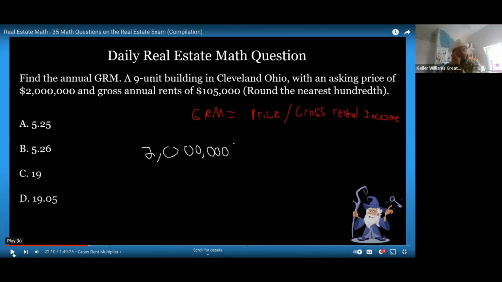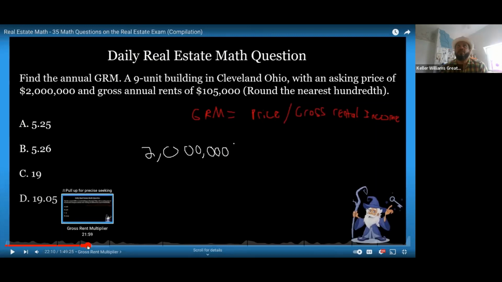So what's your GRM on this one? 19. 19.05. Yep. So taking 2 million divided by 105 gives you that 19.05.